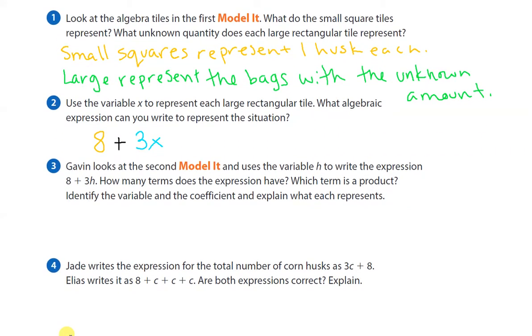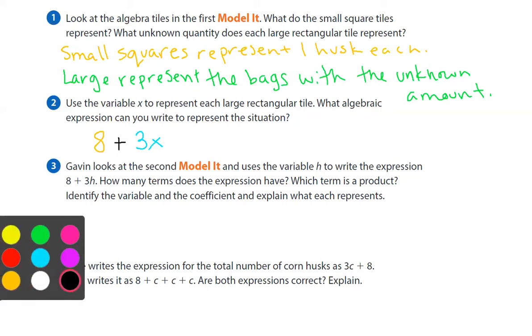Number 3, Gavin looks at the second model and uses the variable h. See, Gavin's more creative. H for husk, for goodness sakes. Gavin looks at the second model and uses the variable h to write the expression 8 plus 3 h's. How many terms does the expression have? Which term is a product? Identify the variable and the coefficient and explain what each represents. Ooh, so now we're getting deep into the algebra vocabulary. Let's think about this. So, the terms are how many separate things are in the expression. I give them another name, but the name is already termed.